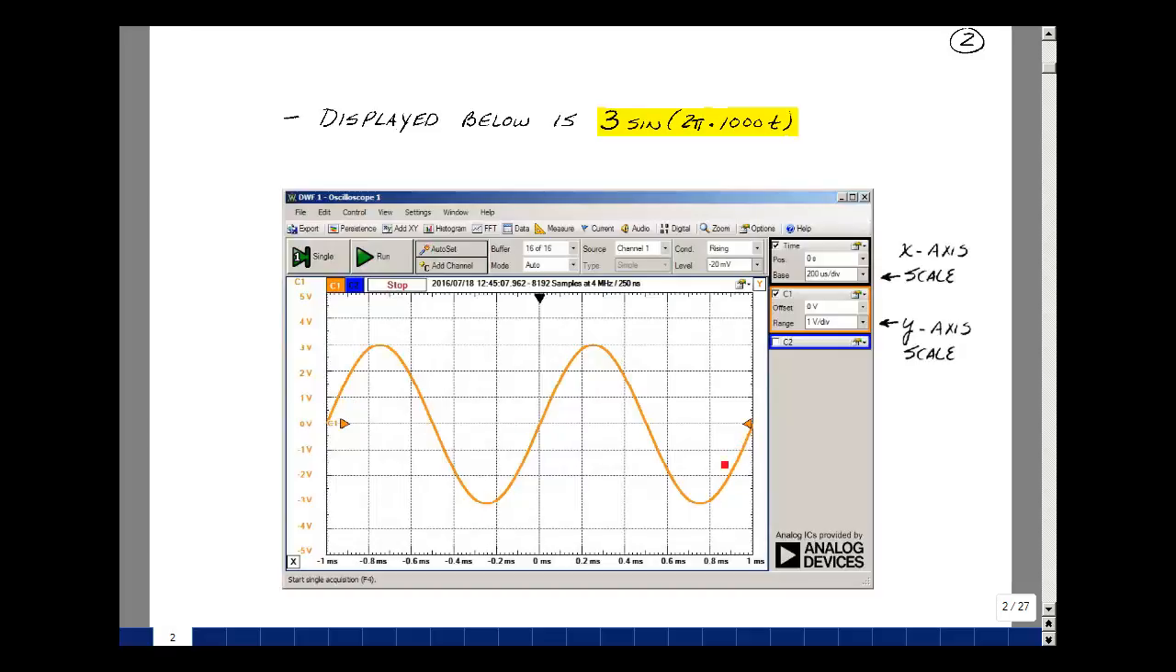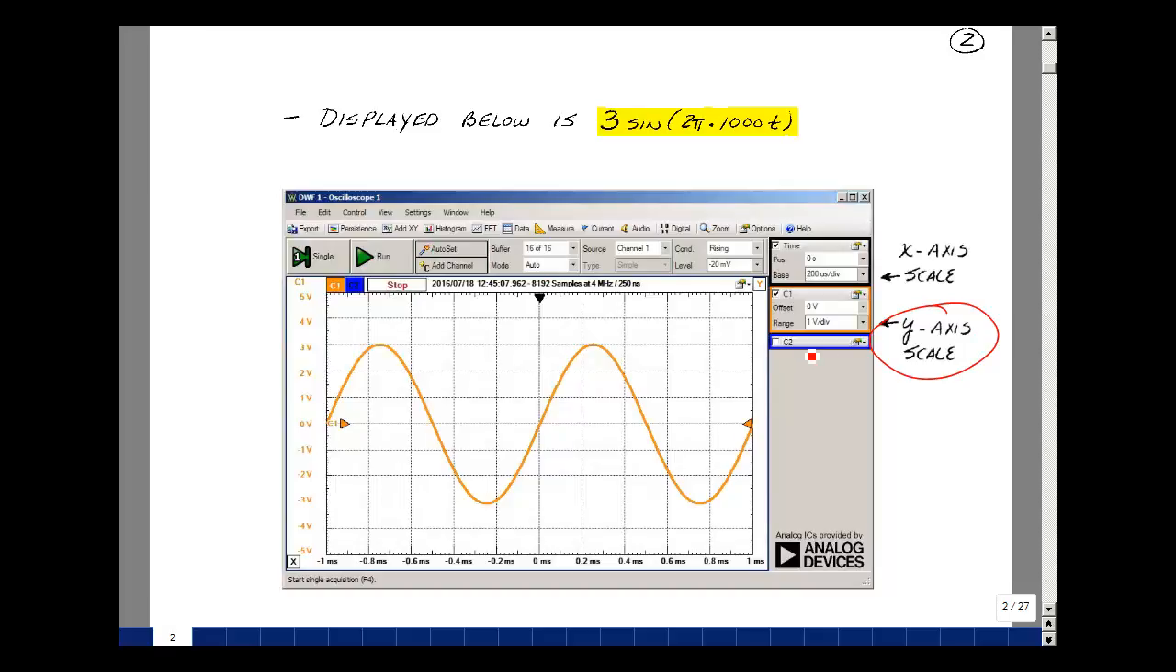A perfect sine wave. We're seeing 2 cycles here. This triangle over here indicates the 0 volt reference. In other words, this is 0 volts and this is positive and this is negative. On the side over here are the scales. The y-axis scale is 1 volt per division.